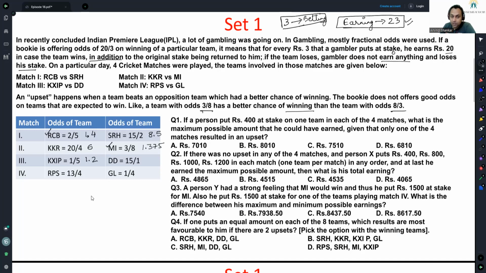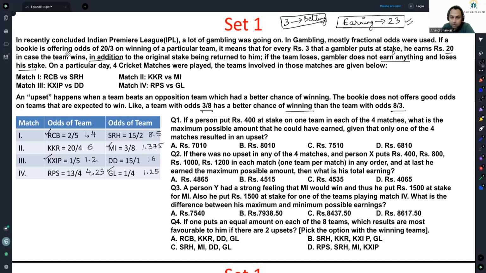And DD, for 1 rupee, you get 16 back, so 16. In this match, Kings XI Punjab is the favorite. In RPS, what is RPS? I don't know which team it is, but okay. 13/4, so 17/4, so 4.25. For every rupee you bet, you get 4.25 back. And for Gujarat Lions, you get 1.25 back. So in the 4 matches, the teams that are ticked are the ones that are expected to win. These are the favorites in those matches.